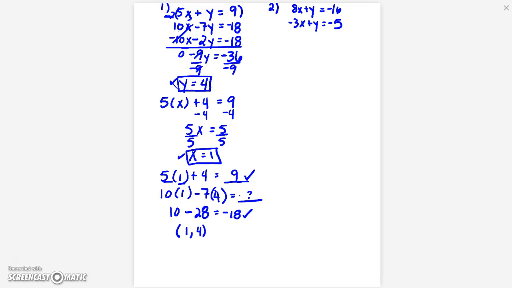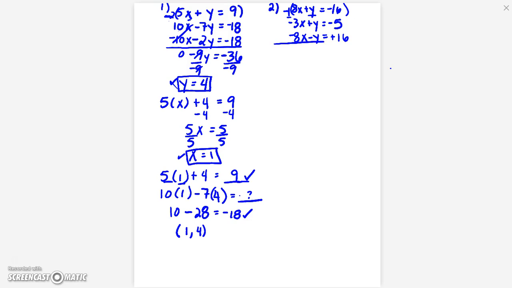So over on this next one, I'm going to multiply the top equation by negative 1 because that will then allow me to cancel out the y's. So check it. Remember, you have to multiply every term on the inside. Negative 1 times 8x is negative 8x. Negative 1 times positive y is minus y. Minus 1y, but you don't need to write the 1. Negative 1 times negative 16 is positive 16.